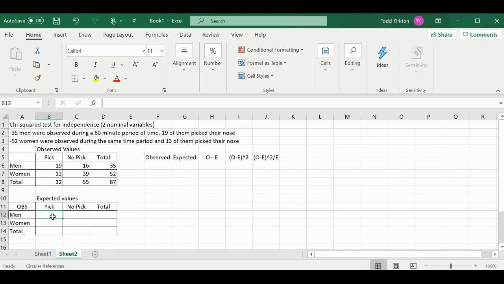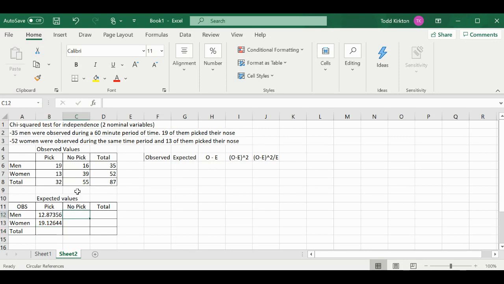you can do this on Excel using a formula equals, and the expected value is the row total, so I put a parenthesis there, the row total times the column total, or the column times the row, either one, divided by the overall total. And that's a probability thing. That's what all those fractions are in the example there. But you can do it on the computer. It helps a lot. So for women, it's the row total, put a parenthesis there, times column total divided by overall total.